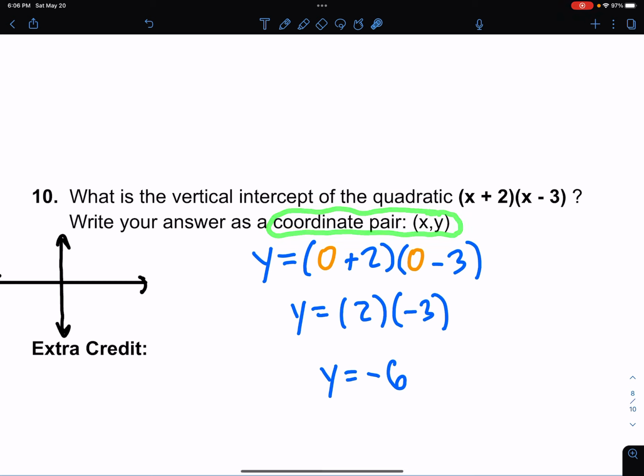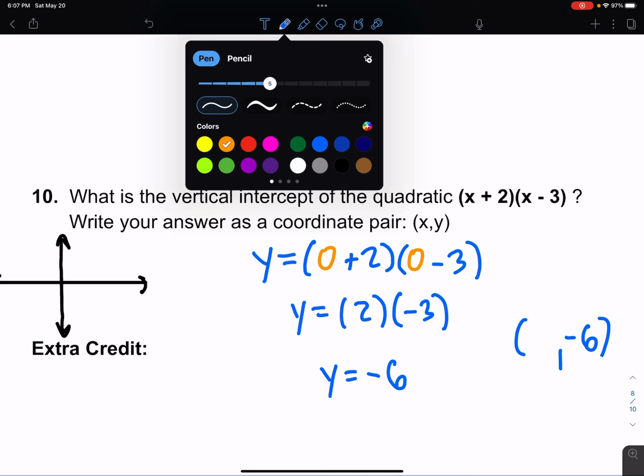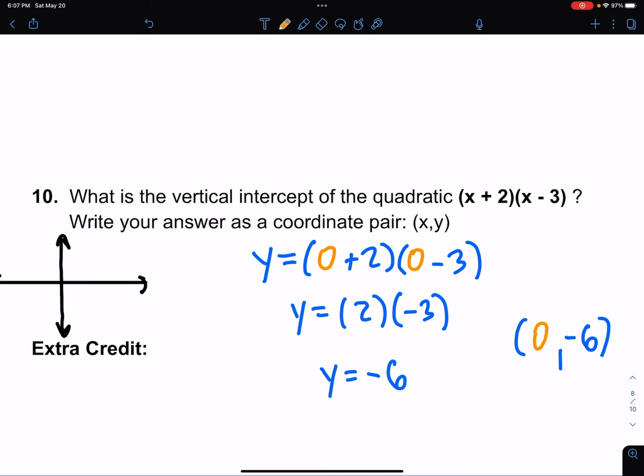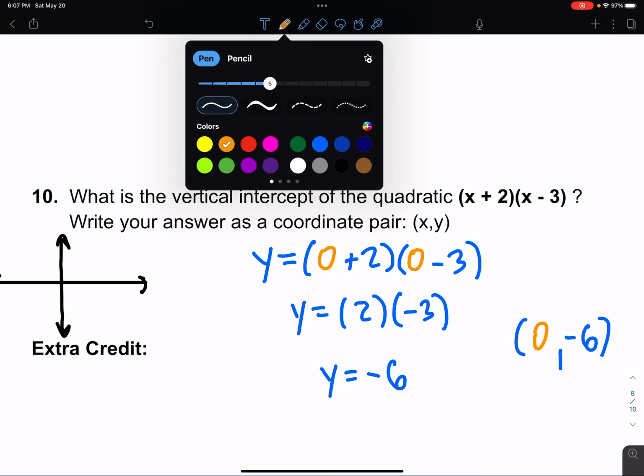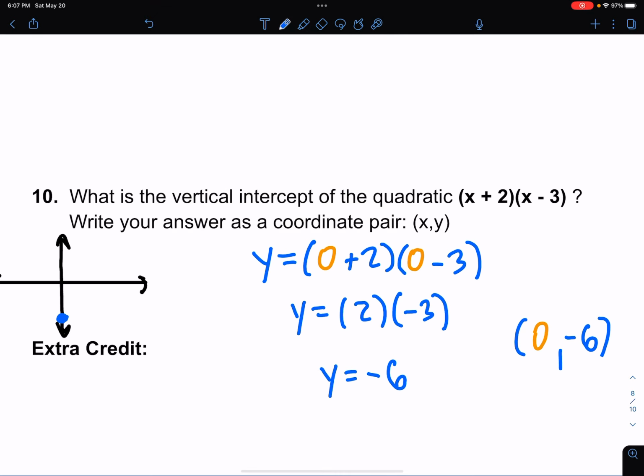So let's put it together and write it like this. When x is 0, y will be negative 6. And that is our vertical intercept right there on the y-axis. When y is negative 6 and x is 0, here's what our answer looks like. So like I said, plug 0 in for both of those x's, or you could multiply them out.